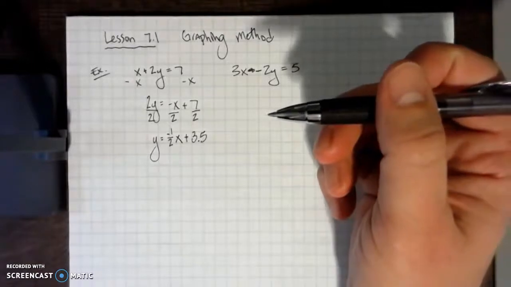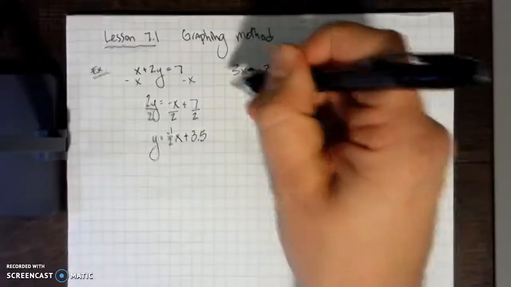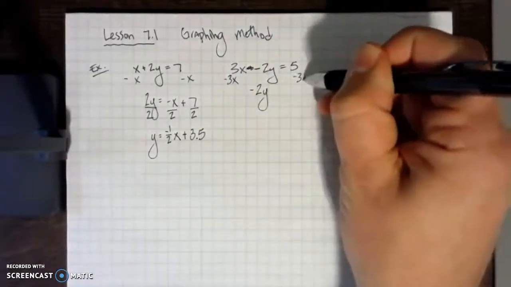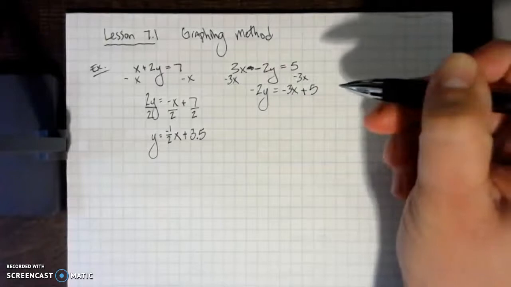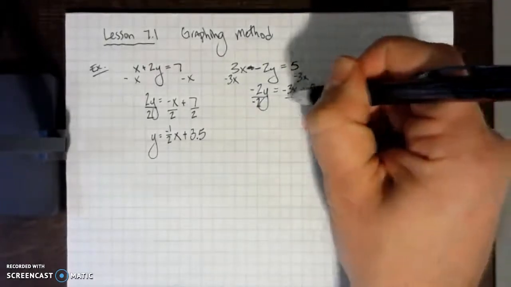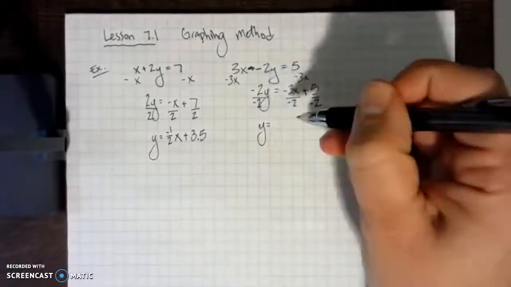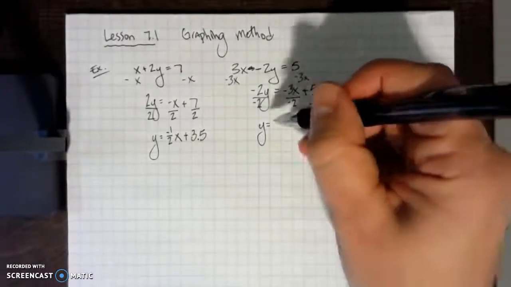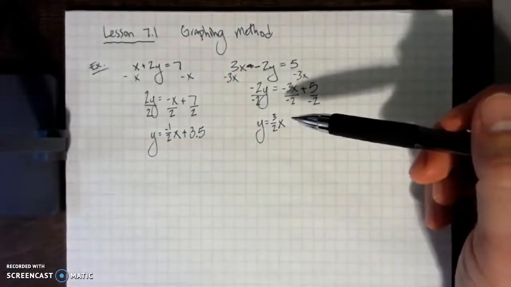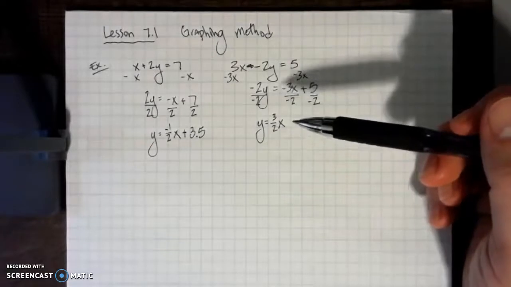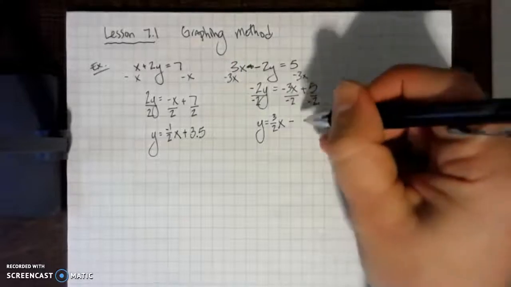Now if we look at the second equation here, I have negative 2y. If I subtract this 3x on both sides, I get negative 2y equals negative 3x plus 5. And then divide everything by a negative 2. And I get y is equal to, a negative divided by a negative is a positive, so it's going to be 3/2 x. I leave it as an improper fraction because it's easiest then to graph with my rise over run. And then I have plus a negative 2.5.